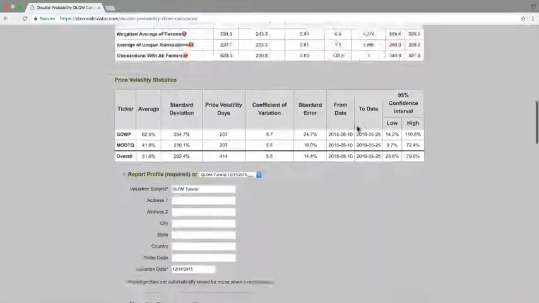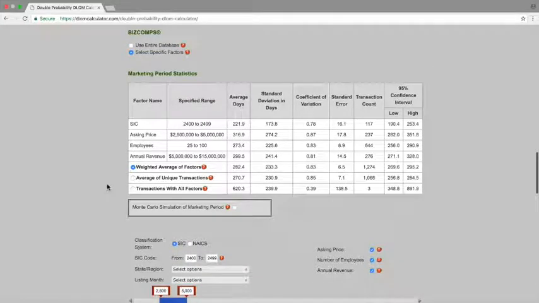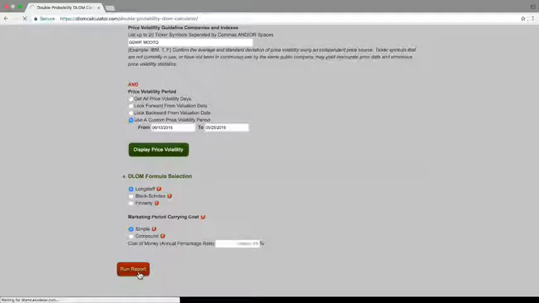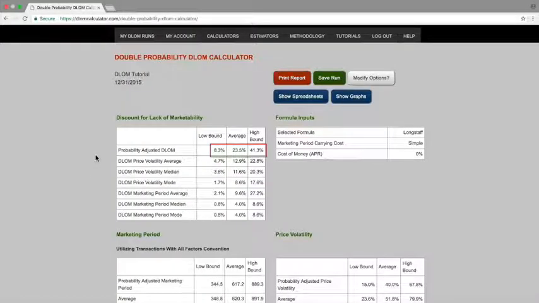The effects of that conclusion can be tested by selecting the third radio button in the marketing period statistics table and rerunning the DLOM calculations with the assumption of an average marketing period of 620.3 days and a marketing period standard deviation of 239.9 days. This scenario yields a probability-adjusted DLOM of 23.5% with a lower bound of 8.3% and an upper bound of 41.3%.